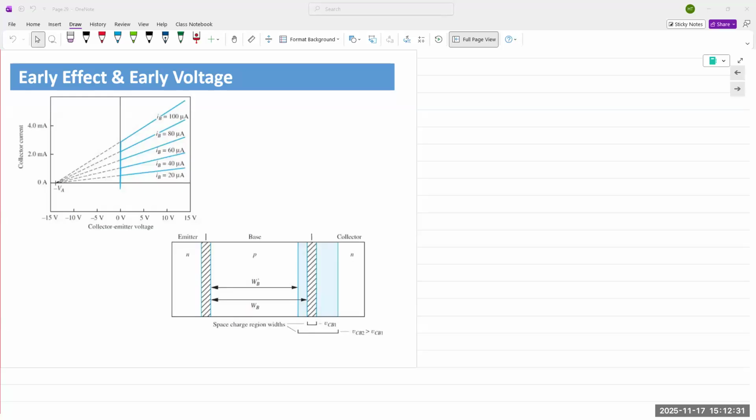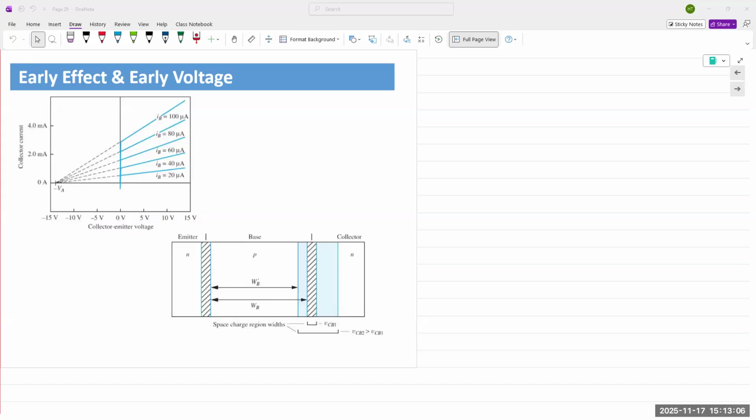It was an effect that was discovered by a scientist who was working at Bell Labs. His name was James Early, at least I think I got his first name correct. And he discovered that when you took the characteristic output curves of a BJT and extrapolated them into the second quadrant, all the way back negative, they all converged at one point. And that voltage came to be named after him, and the effect that he discovered was named after him, hence early effect and early voltage.